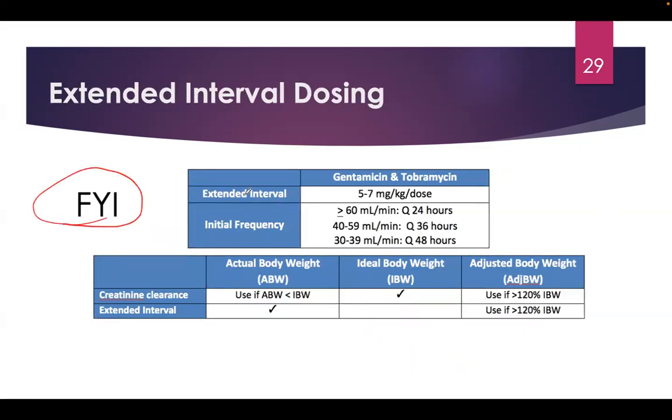Just FYI, the extended interval is going to be 5 to 7 mg per kg. With tobramycin, we're pretty much always doing 7. If it's gentamicin in a pregnant woman, we're typically doing 5. It just depends what protocol you look at. You can look at the intervals, but it really doesn't matter. We're giving the dose, and 12 hours later, we're getting a level.